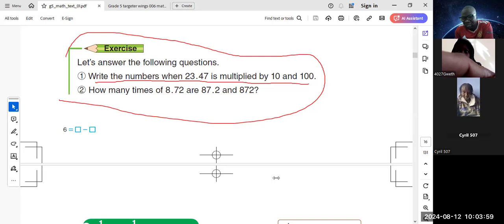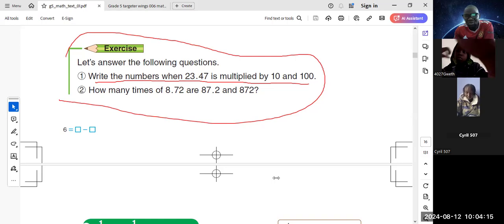234.7. Barbara, sawa, that is okay. 2,347. All right, I can see people are scoring. Here you don't need to think too much. You just have to apply the knowledge and the technique of moving the decimal one place or moving the decimal two places.